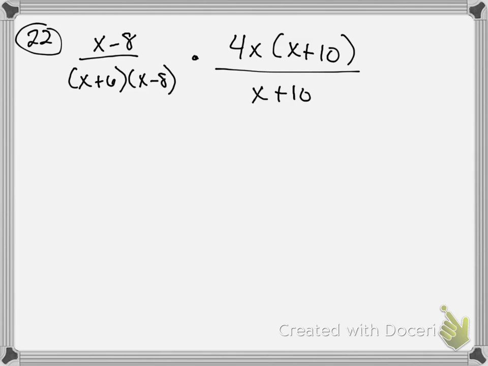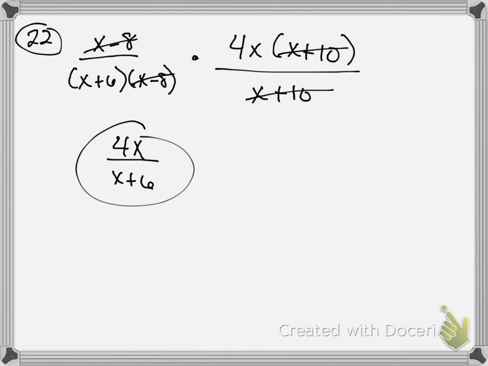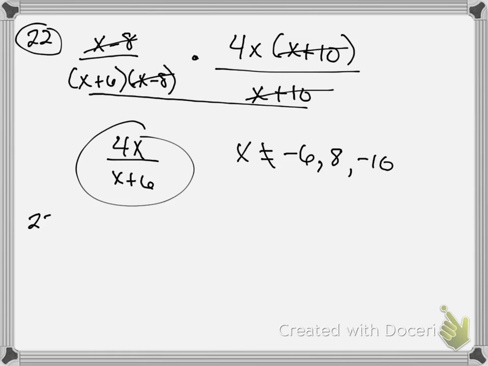Okay, so when you multiply, you're just crossing stuff out that we can, right? X minus 8 cancels with x minus 8. X plus 10 cancels with x plus 10. So this leaves me with just 4x over x plus 6 as my answer. I got some exclusions. X cannot be -6 or 8 or -10 because all those are in the bottom of the fraction. Okay, let's look at 23.